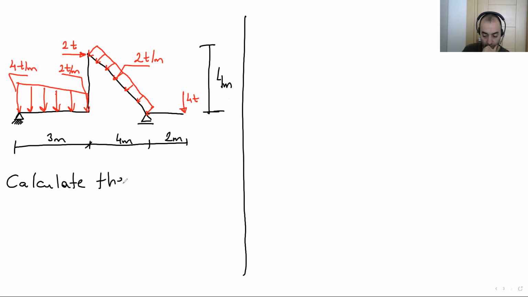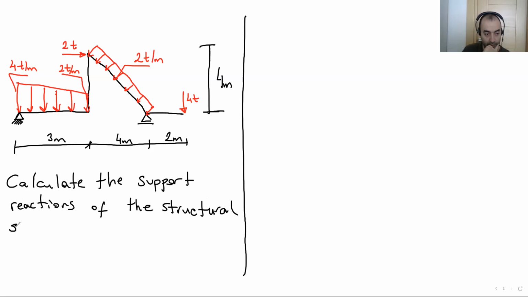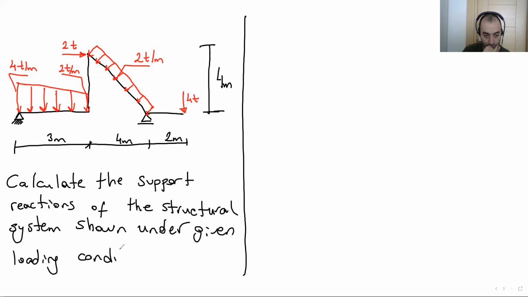Calculate the support reactions of the system shown under given loading condition. Okay, here we have our question.